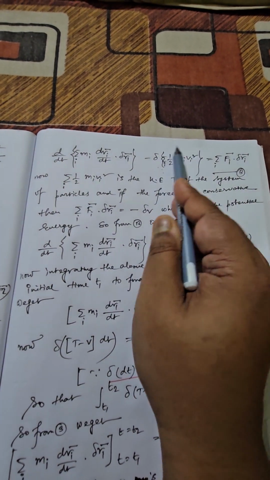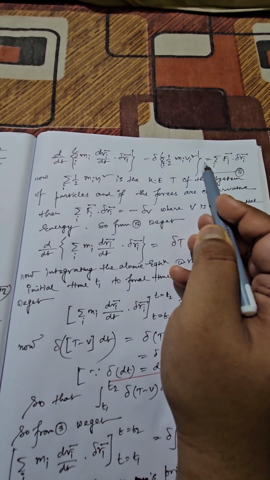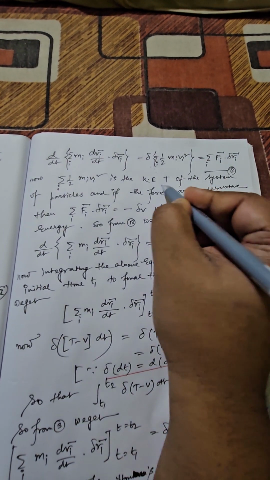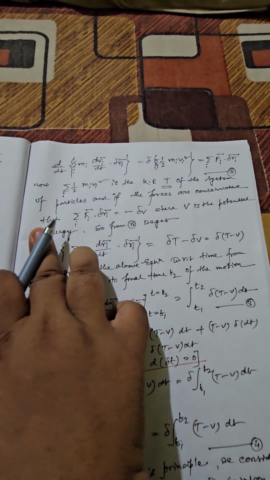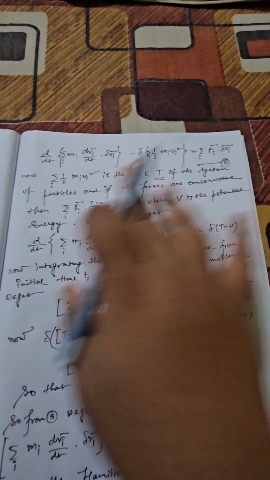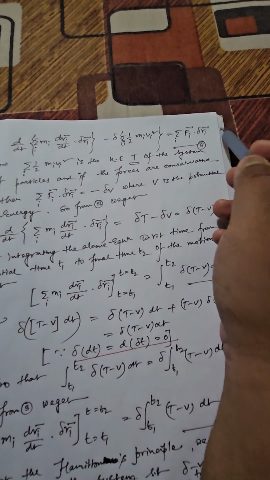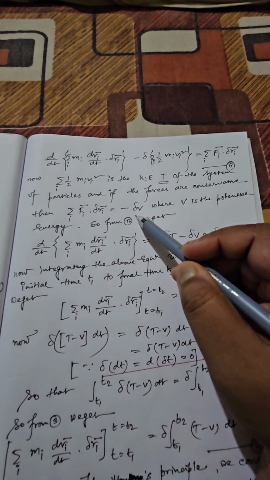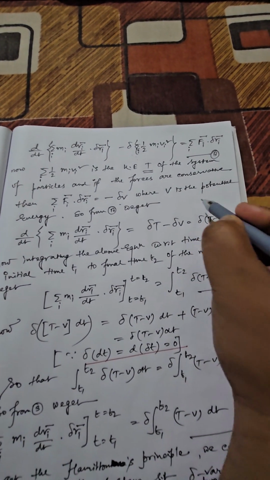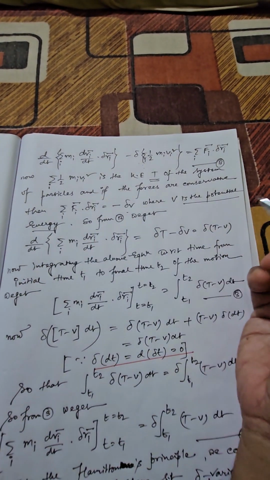Now we all know this part resembles the kinetic energy's expression, that is say T. So this is kinetic energy T of the entire system for all possible particles, and if the forces are conservative by nature, then we all know this can be rewritten in the form of minus del V. Now what is V? V is nothing but the potential energy of the system.